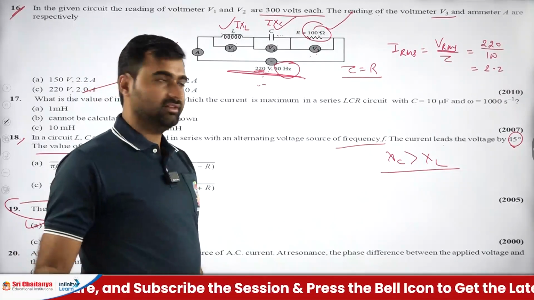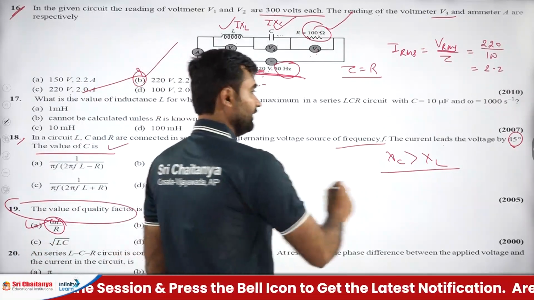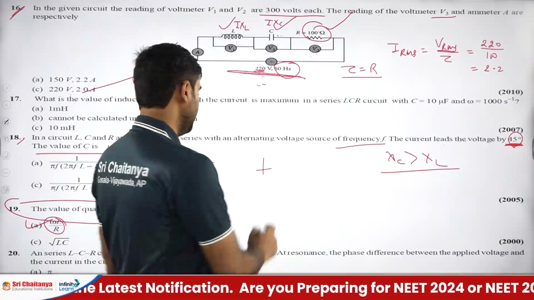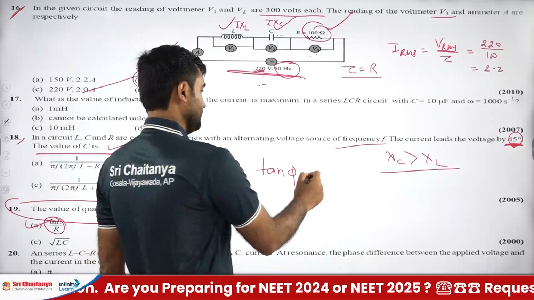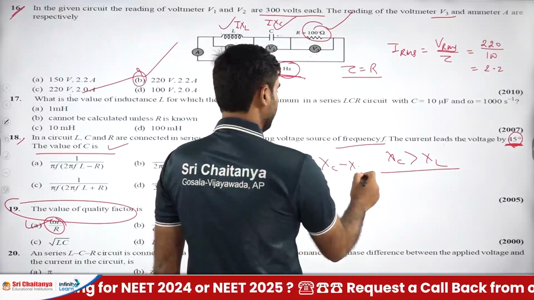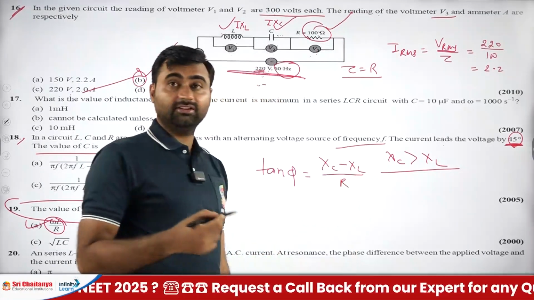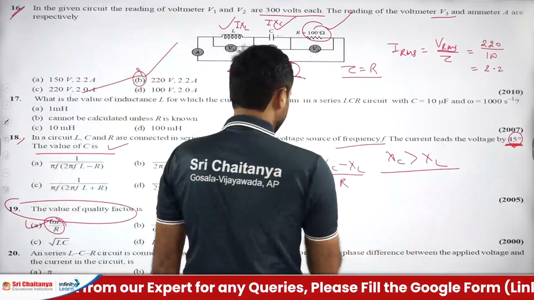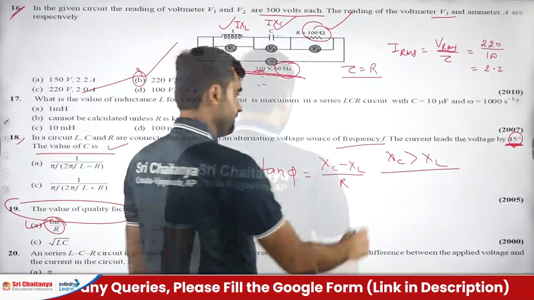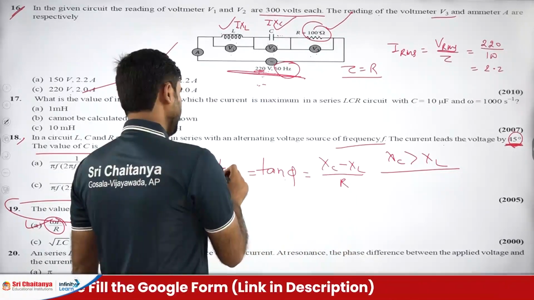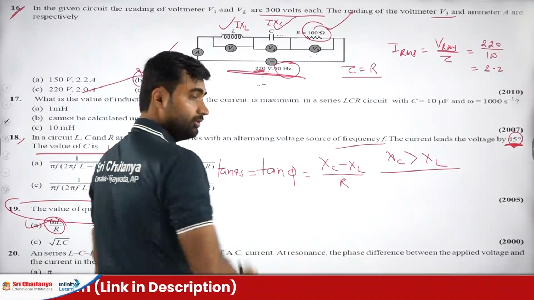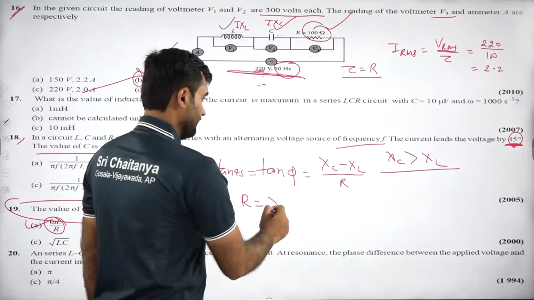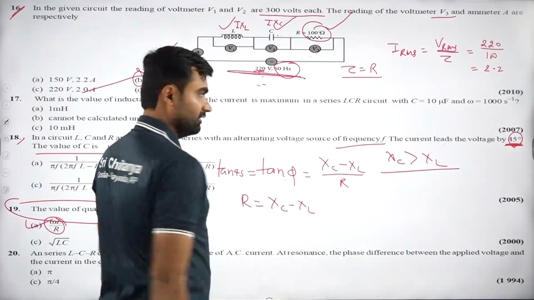One thing we know very well. What is given? Phase difference is given. So phase difference formula we know. Tan phi formula? Yes. Tan phi is XC minus XL by R, because XC is more than XL, current is leading. Phi value how much? 45. Tan 45 equal to 1. So this is equal to tan 45 and tan 45 is 1. If it is 1, then R equal to XC minus XL.